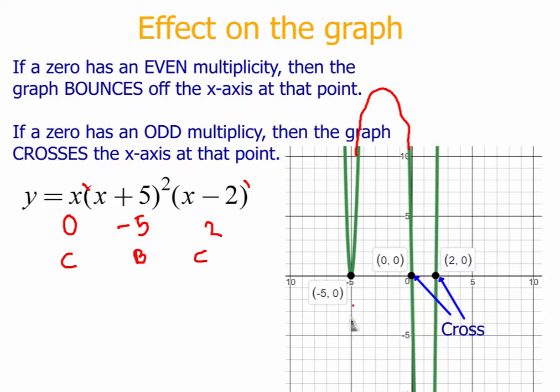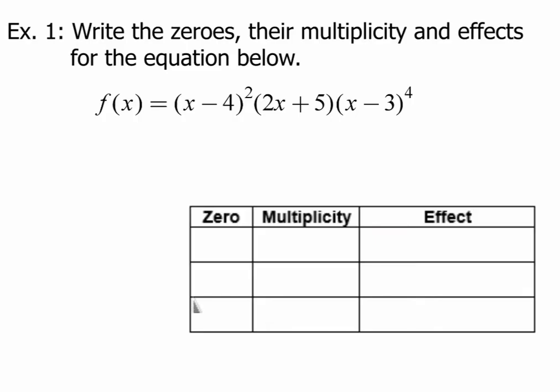So we can see what it looks like for the graph to bounce and to cross at the x-axis. All right, so let's look at an example of this. This one says to write the zeros, their multiplicity, and the effects for this equation. So I've got x minus 4 squared times x times 2x plus 5 times x minus 3.